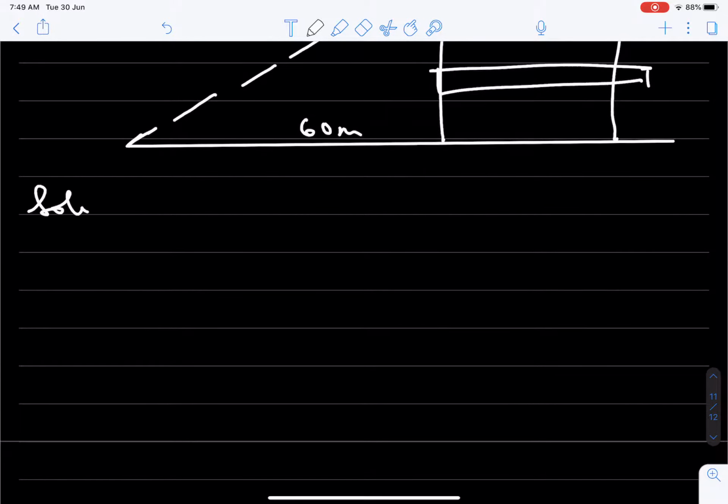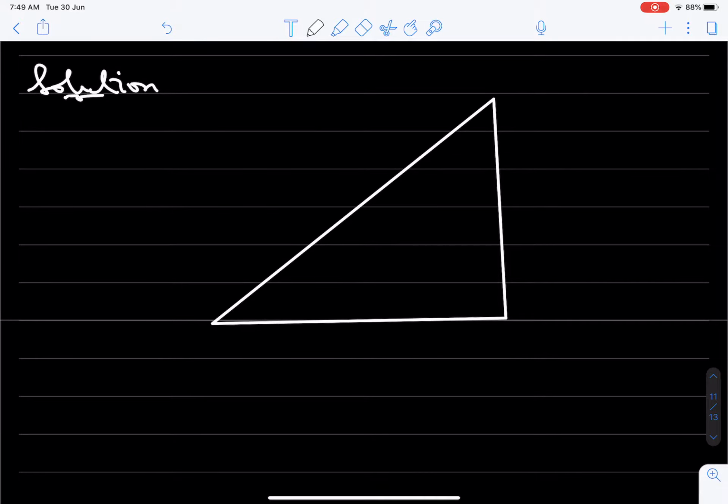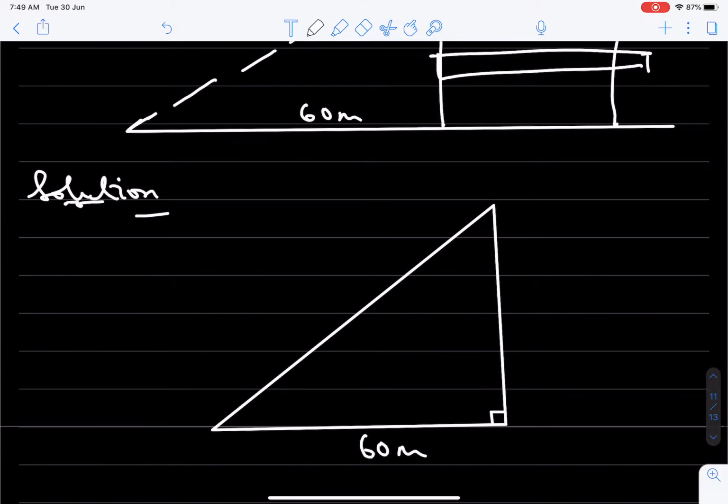Solution. We can make a right angle triangle out of that diagram. This represents the height of the building. This represents the line of sight of the person who's looking at the ground from the top of the building. And that's the horizontal ground. This is going to be a right angle. This is 60 meters. And this, which is your horizontal, makes an angle 54 degrees.